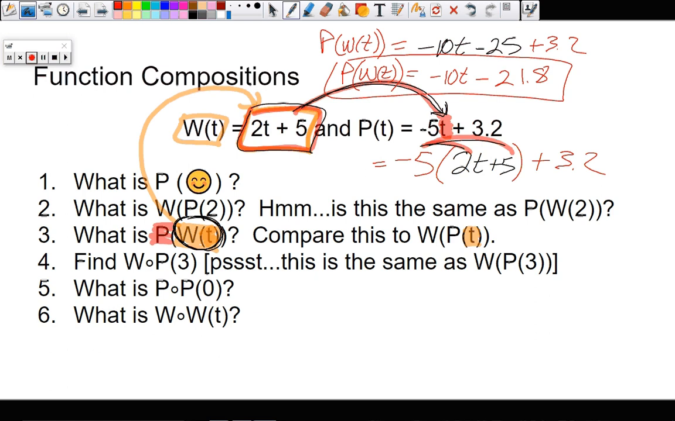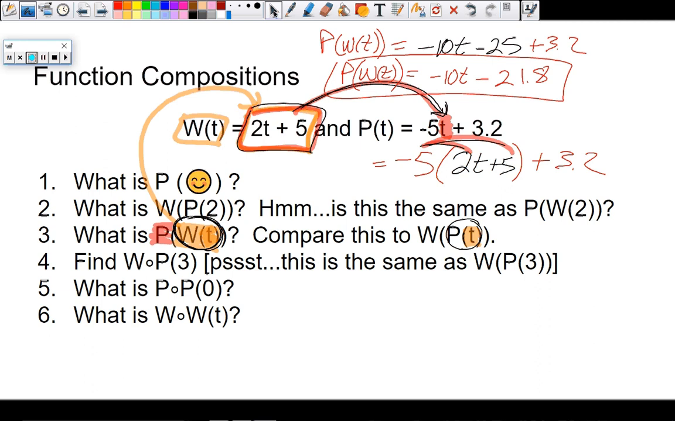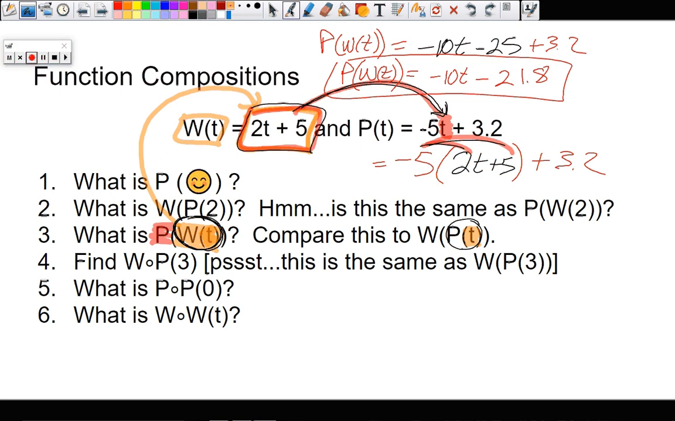Are we good? Alright, and then yes, you could do the same over here with W of P of T. It's going to look different, okay? So let's do that over here. We're going to take all of P of T. Okay, so we're looking at W of P of T this time. Which one are we working with first, guys? P of T. And we're going to take P of T as an answer, and we're going to plug it into what? W. Okay? So here we go.